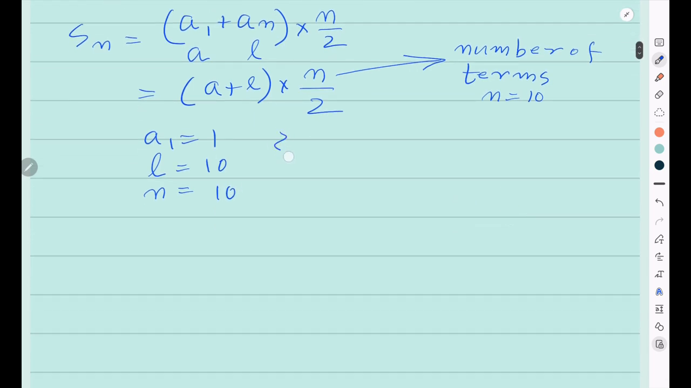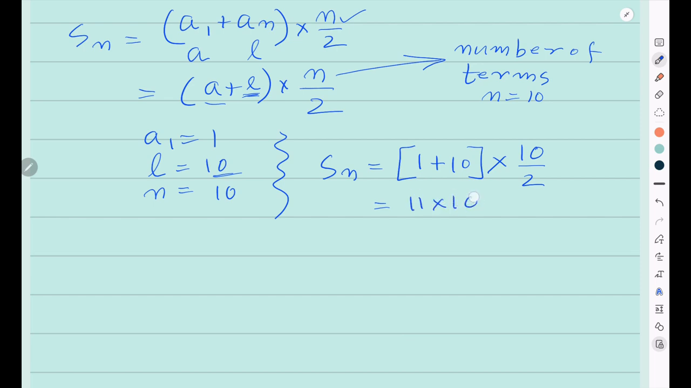So if we apply this formula, then Sn will be equal to (1 plus the last number 10) multiplied by n, the number of terms 10, divided by 2. So it gives us 11 multiplied by 10 divided by 2. So this is cut by 5 times, and then 11 multiplied by 5 is 55. Okay, so this is what we found.